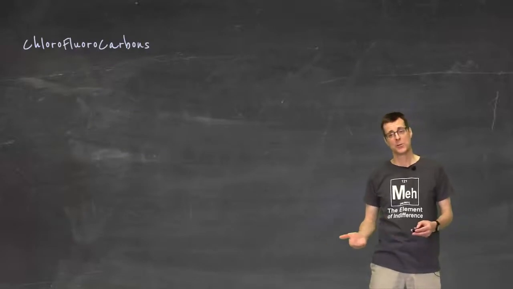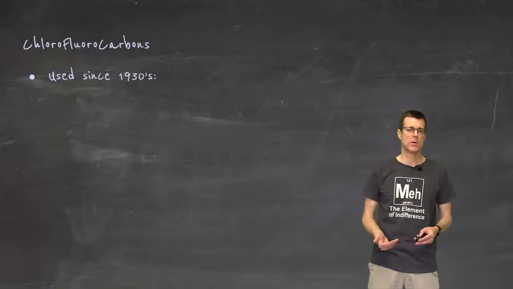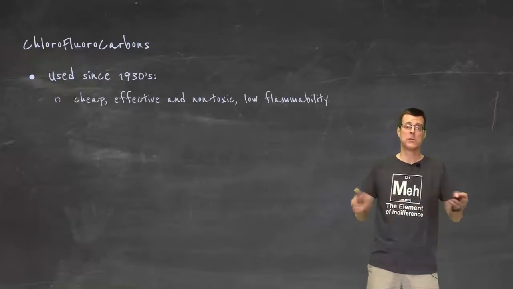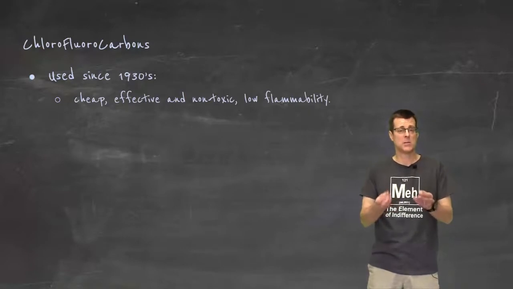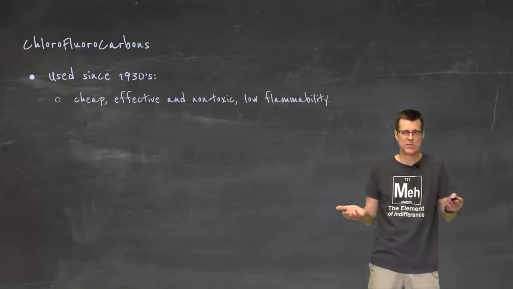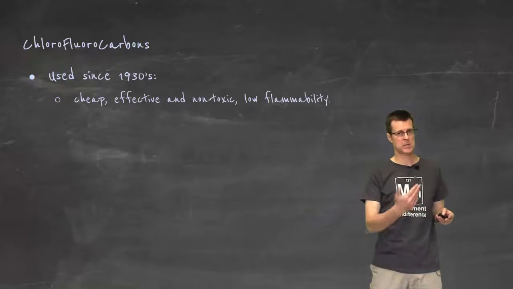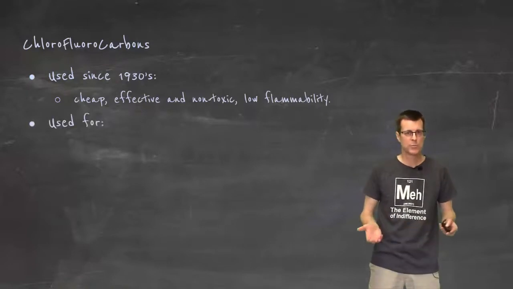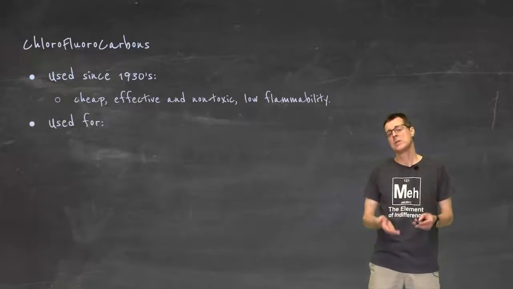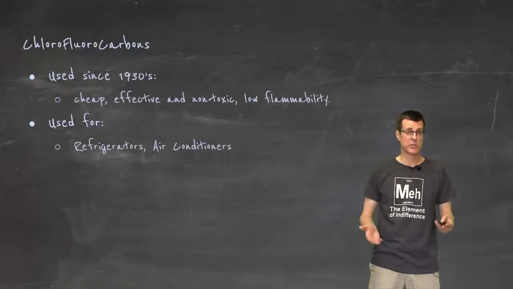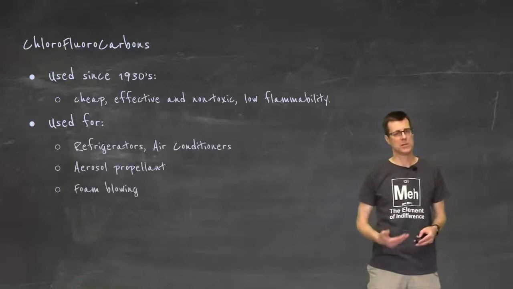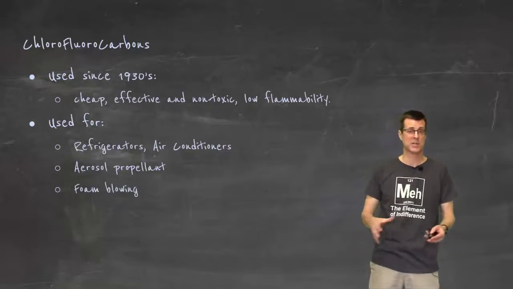What's a chlorofluorocarbon? Well, they've been around for a long time, and they were seen at the time and for a long time as being really ideal, perfect chemicals because they were cheap and effective and non-toxic. So we could use them in all kinds of places without worrying about certain problems. And we did use them in a bunch of places: refrigerators and air conditioners, aerosol propellants, and blowing foam, so if you were trying to make a nice soft cushion.